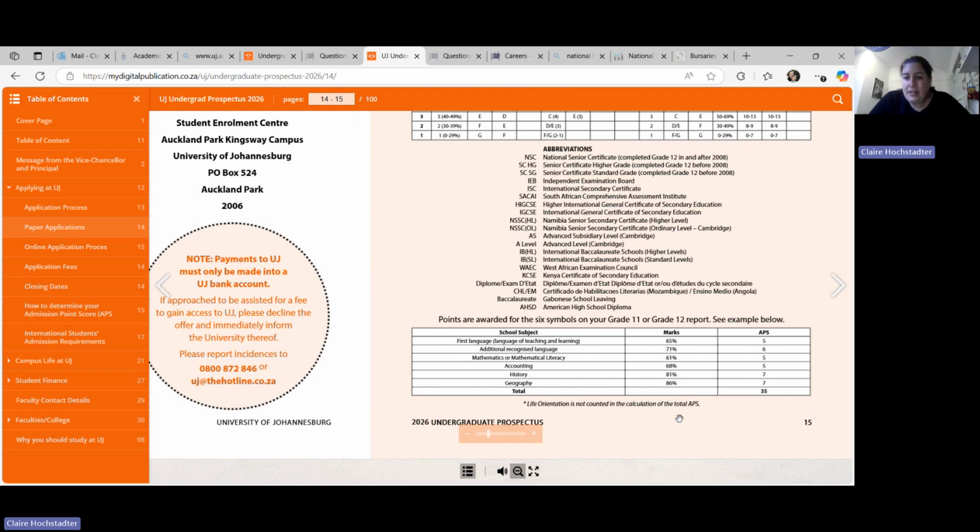Now, something to be mindful of at UJ is that life orientation is not counted as part of your APS scores. So that means that you are applying to UJ with your best 6 subjects. Okay, so on the row where you have written life orientation, you are just going to put a 0 because you do not get any points for life orientation at UJ.